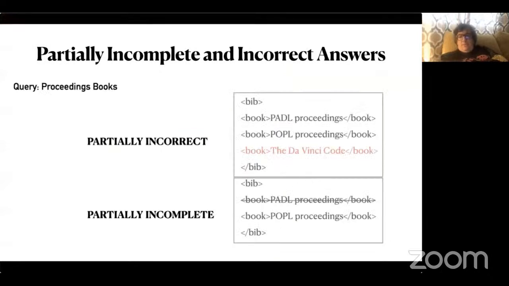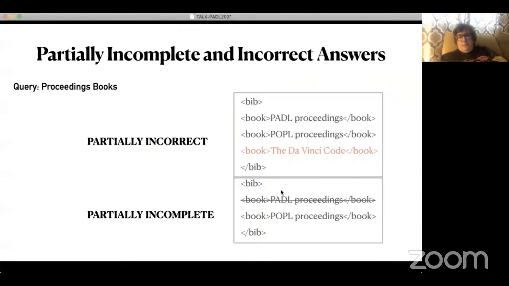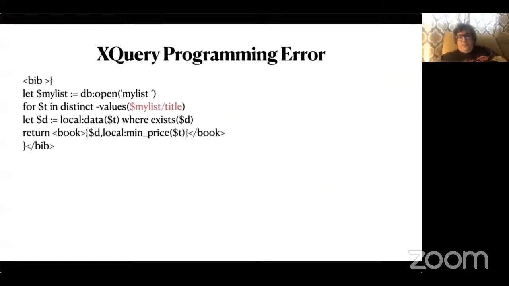This is an example. Here, a list of proceeding books should be retrieved by a query. However, one of the books is incorrect in the first case, or is not found in the second one. Here, there is an example of error in a query. This is the most frequent error. A path is incorrect. Some of the steps is missing or incorrect.